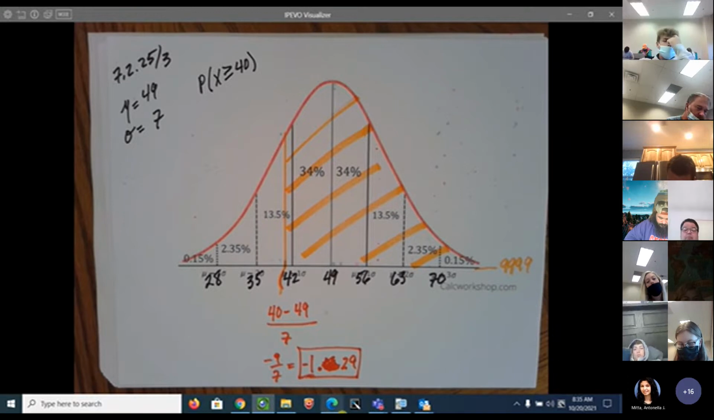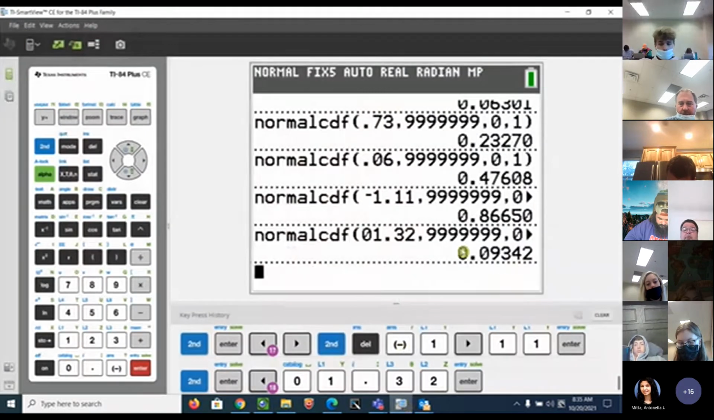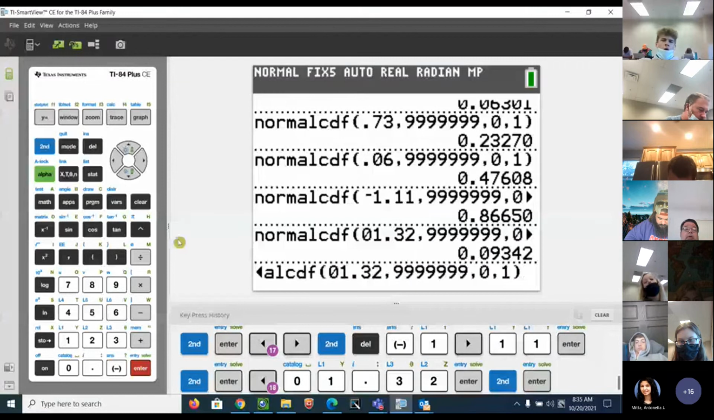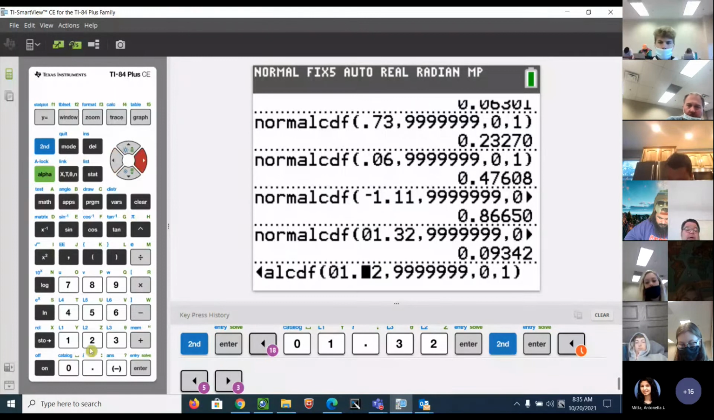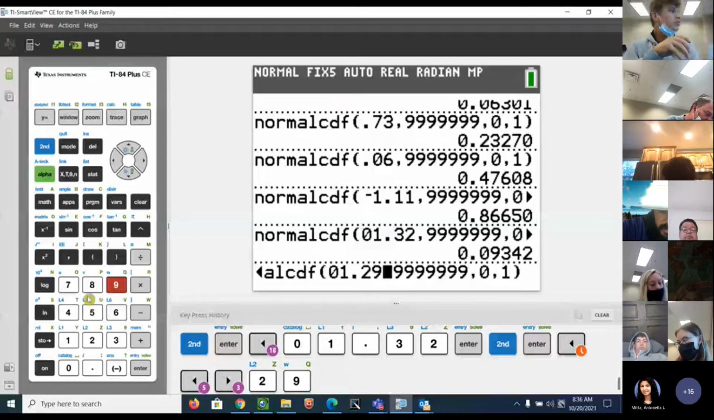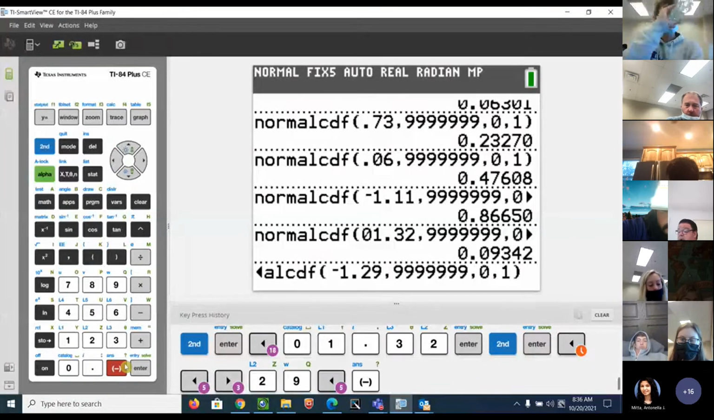So let's type that in. We've got it already right here. So let's just type second, and that's going to be negative 1.29. By the empirical rule, I'd say it's going to be kind of like the one we just did. Since it's more than our last one, I'm going to say it's going to be a little bit more. Okay, I'll just go ahead and hit enter.